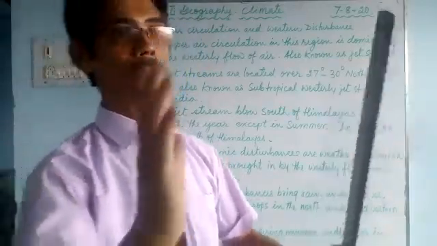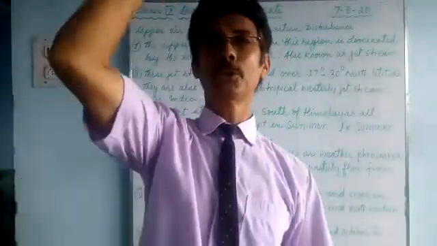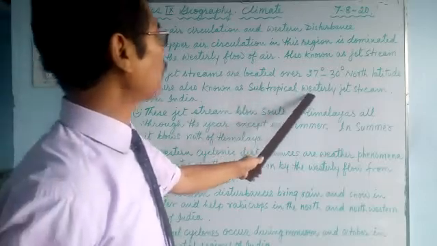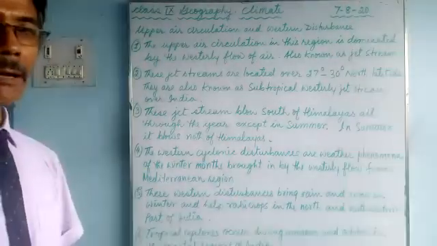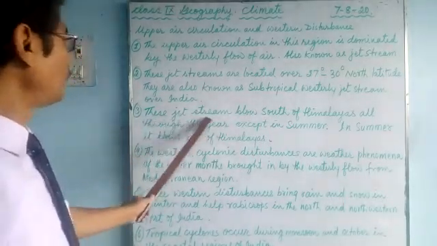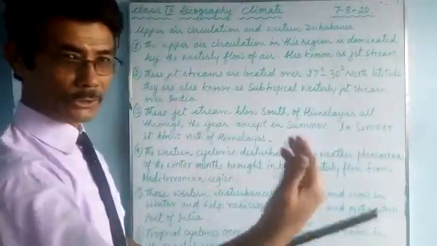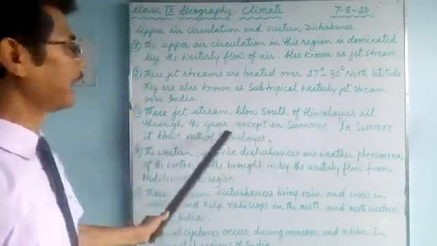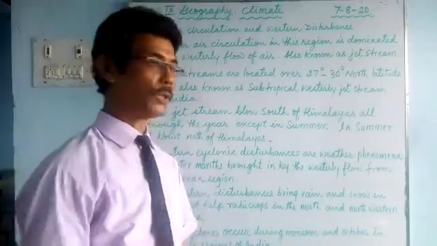In summer, the jet stream flows towards the north of the Himalayas, but in other parts of the year, it flows right on top of the northern plains. They are also known as the subtropical westerly jet stream over India, towards the northern part of India, not on the ground but high up in the sky. Now let's talk about more. These jet streams blow south of the Himalayas, towards the Indian northern plains, all through the year. Throughout the year, the jet stream lies just above the northern plains of India.